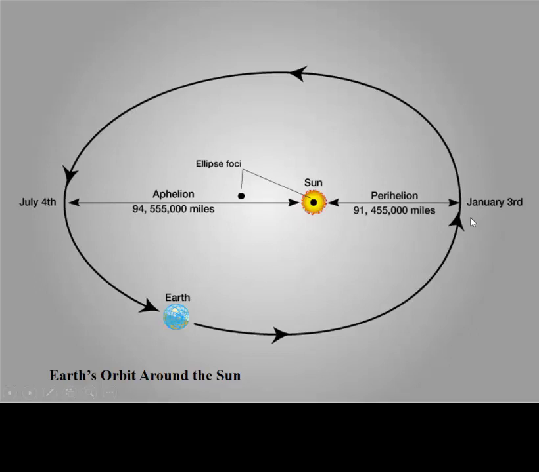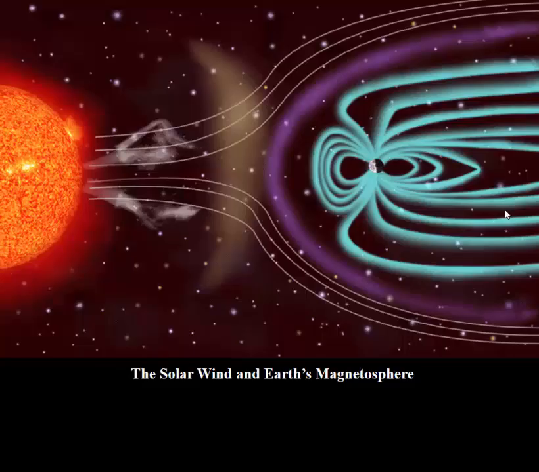The interesting thing is that the Earth is closest to the sun in its orbit every year on January 3rd. Well, on January 3rd, it's relatively cold, while in other parts of the world, it's hot. So we'll talk about some of the reasons why that is.